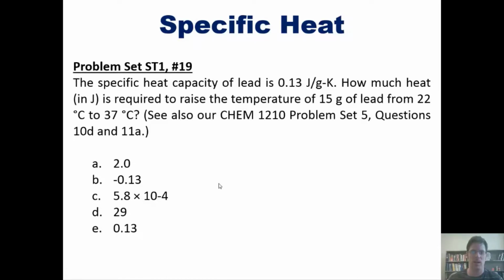Let's take a look then at another one. The specific heat capacity of lead is this number. How much heat in joules is required to raise the temperature of 15 grams of lead from 22C to 37C? Now, I'm not going to do this for you, but I invite you to remember that we're going to use the equation for specific heat that I just showed you. In this particular case, the one thing that is not known is the numerator in joules on top. So you can throw all the other numbers into that equation and then solve for joules, and it should give you the answer.